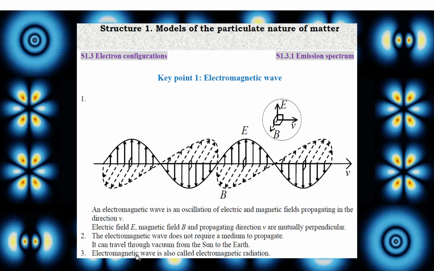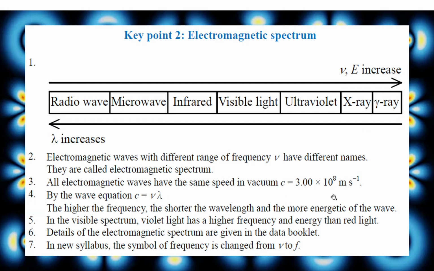An electromagnetic wave is also called electromagnetic radiation. If you learn physics, then you learn more about it. For chemistry, this is absolutely enough. And then you need to learn about the electromagnetic spectrum.